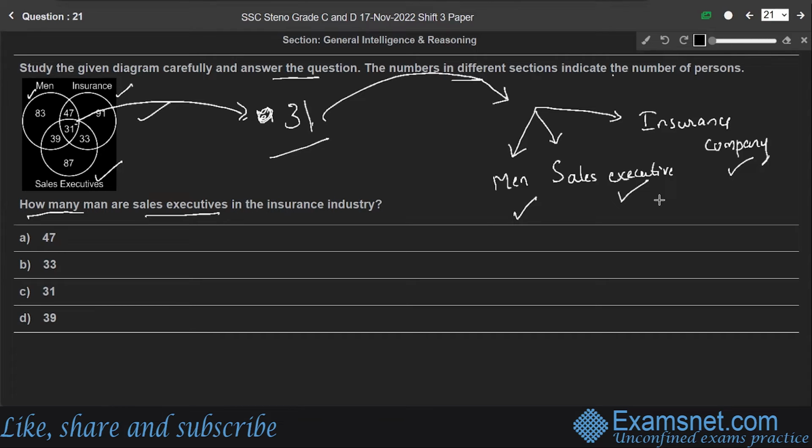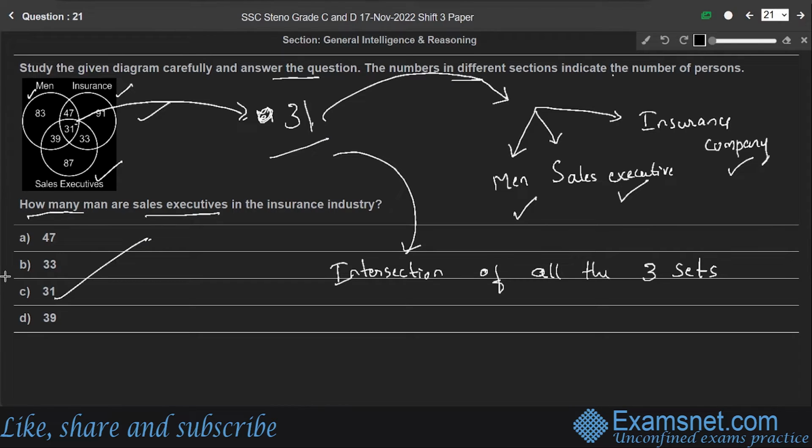So this 31 indicates there are 31 men who work in an insurance company and who are sales executives also. Therefore, this 31 is the intersection of all the three sets. Therefore, option C is the right answer. 31 men work in an insurance company and are sales executives.